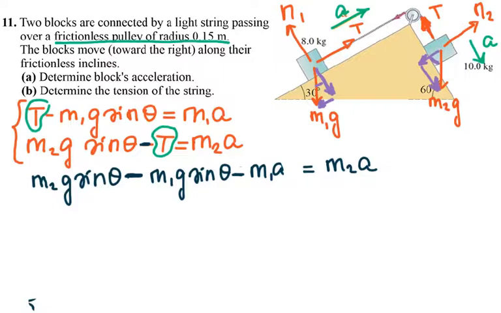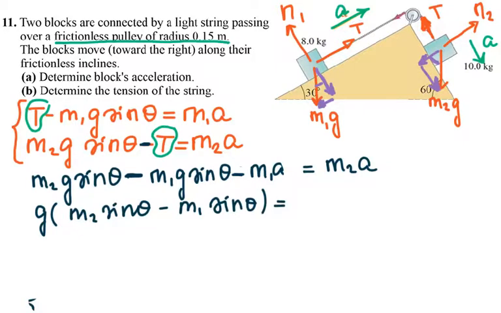Now I'm solving for acceleration, so I need to move my acceleration to the other side. So on this side, I can take g out. So g is out, and what I have is m2 sine theta minus m1 sine theta, and that equals, I'm going to move m1a to the other side and take acceleration out, so I have m1 plus m2. So now my acceleration is equal to g.